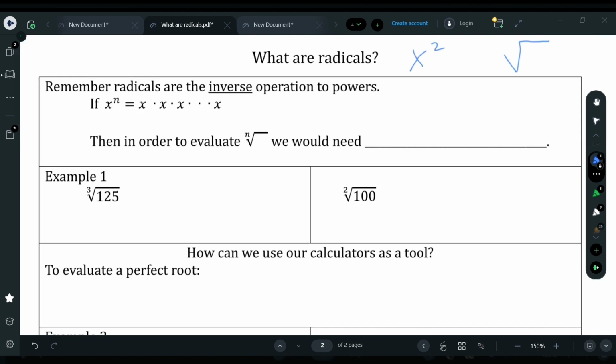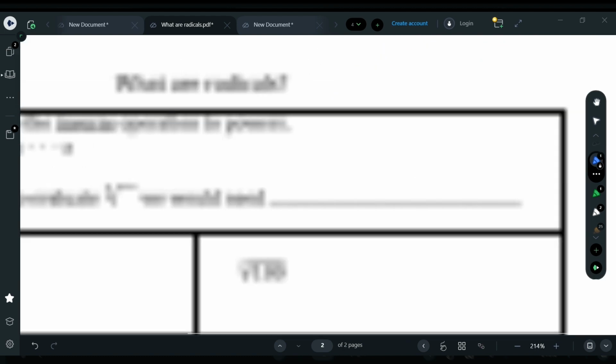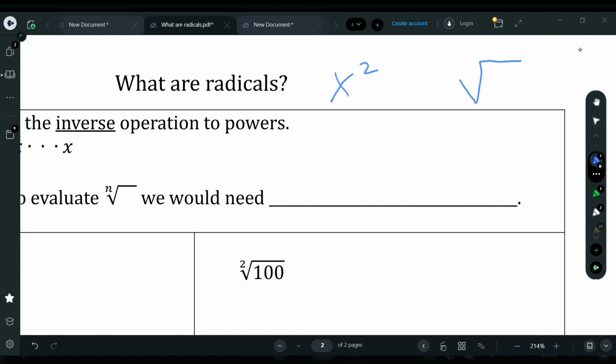By the way, if you have a root like this, we call it a square root, and there's no number for the index, whereas here we have some number right there. It's an n, but it can be any number, pretty much any whole number. And if you don't see a number here, it's actually an invisible 2, in case you didn't know. A square root is our second root, and it cancels out with the squared.